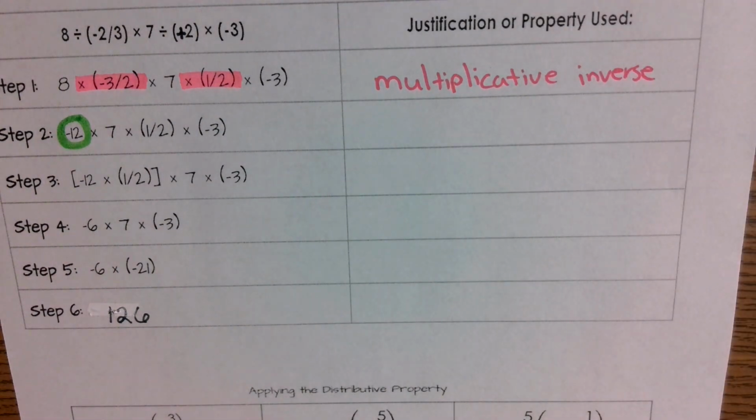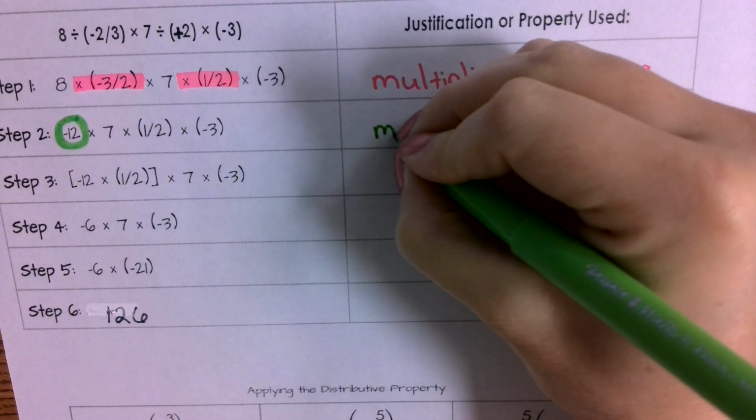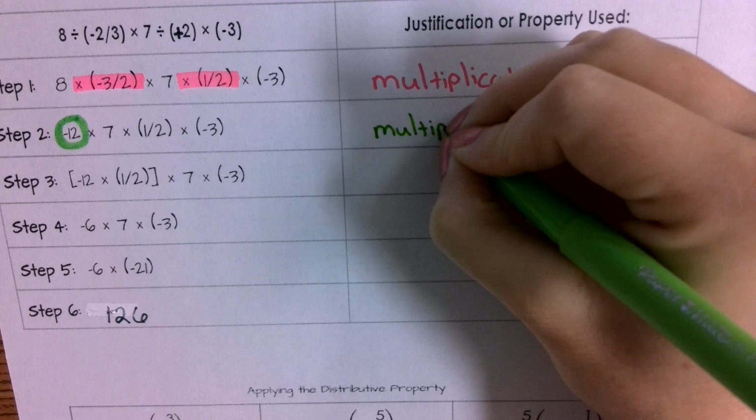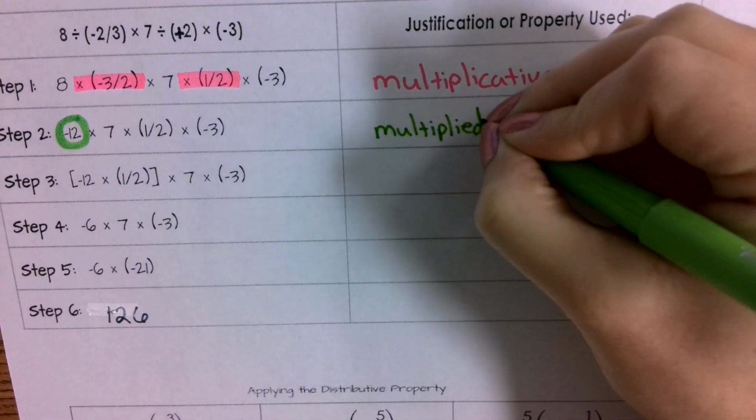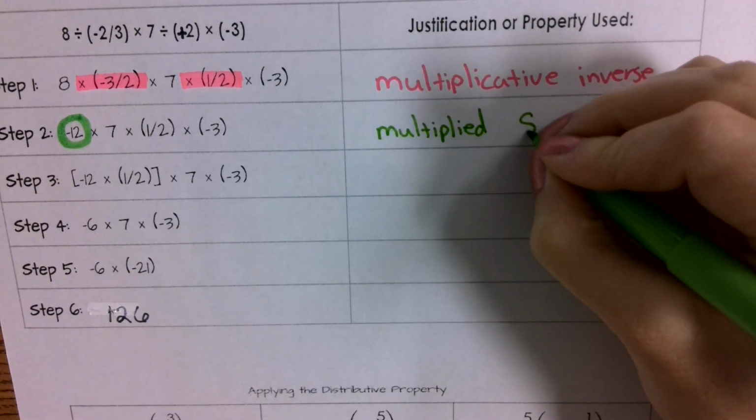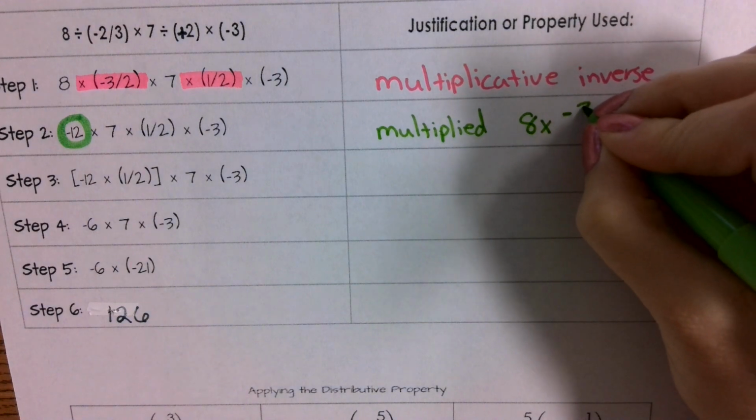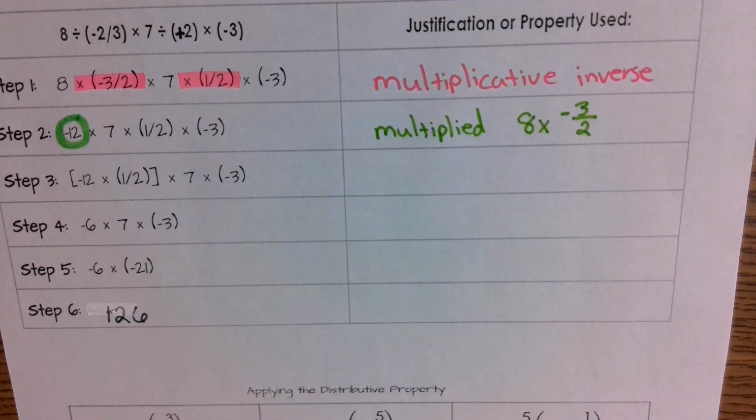Multiplication. All right, so all we did is we multiplied. We just multiplied 8 times the negative 3 over 2. 8 times negative 3 over 2 is going to give us that negative 12.